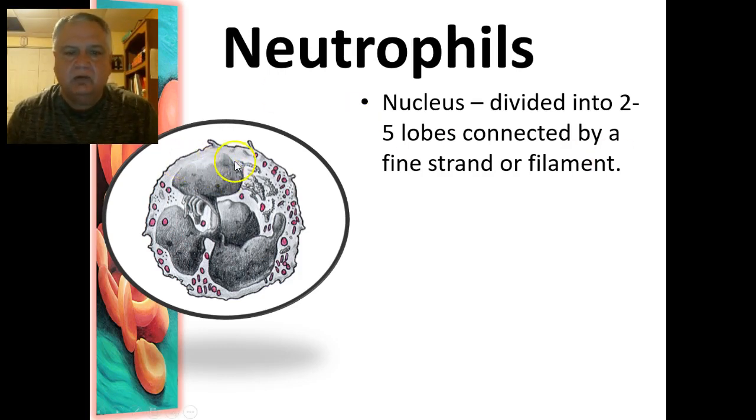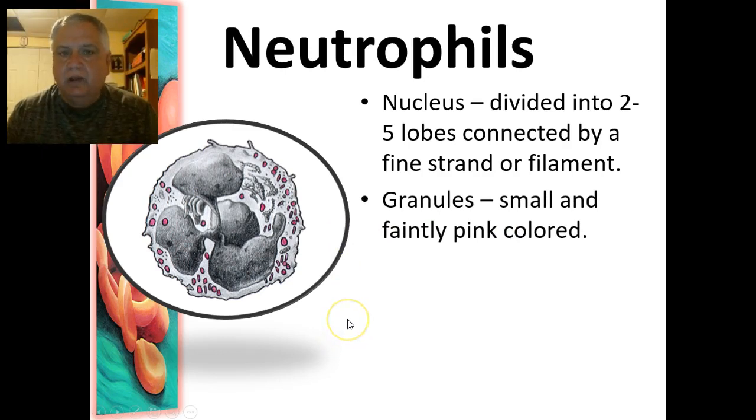So if we take a look at our artist's conception over here, here we can see 1, 2, 3, 4, and just a small one here, lobes, and we can see the fine strands that are kind of connecting them together. So we're going to have a nucleus that's a lobed nucleus and has anywhere from 2 to 5 lobes. The granules, these are granulocytes, so they are going to have granules present in the cytoplasm. The granules tend to be small and faintly pink colored. So we can see the artist's conception here. We can see the faint pink granules that are present in the cytoplasm of neutrophils.